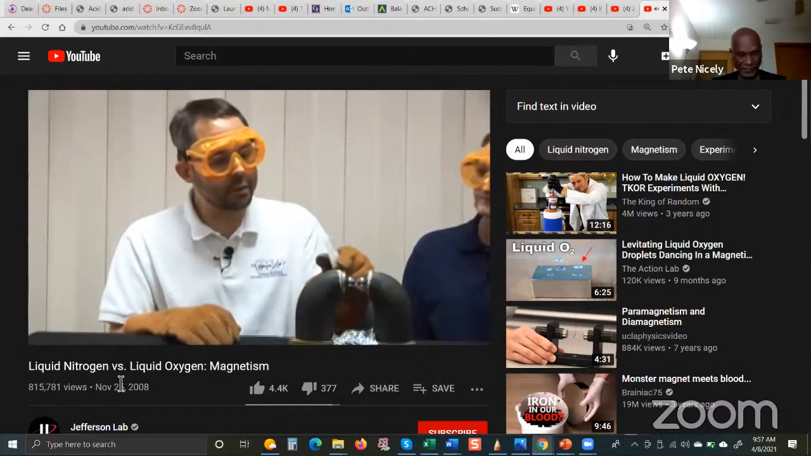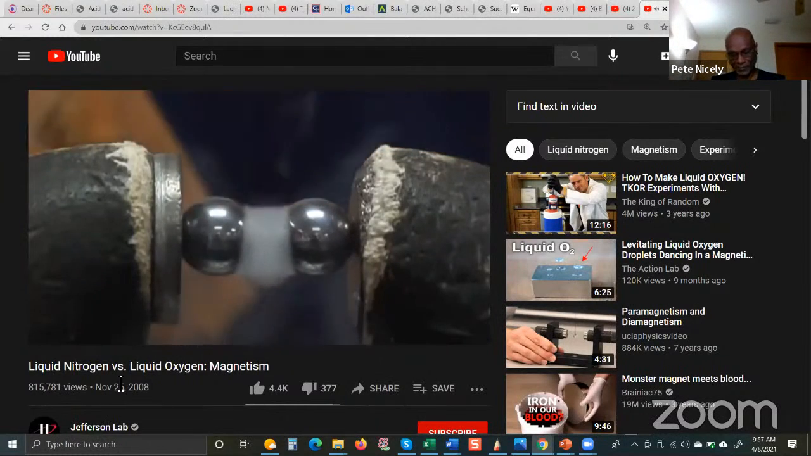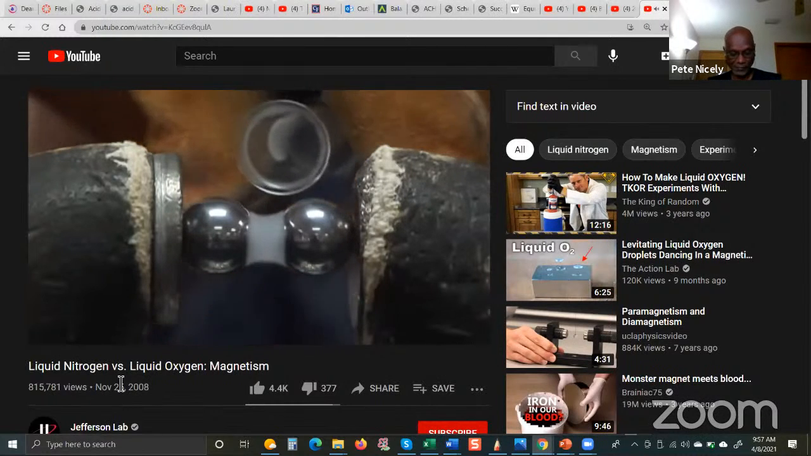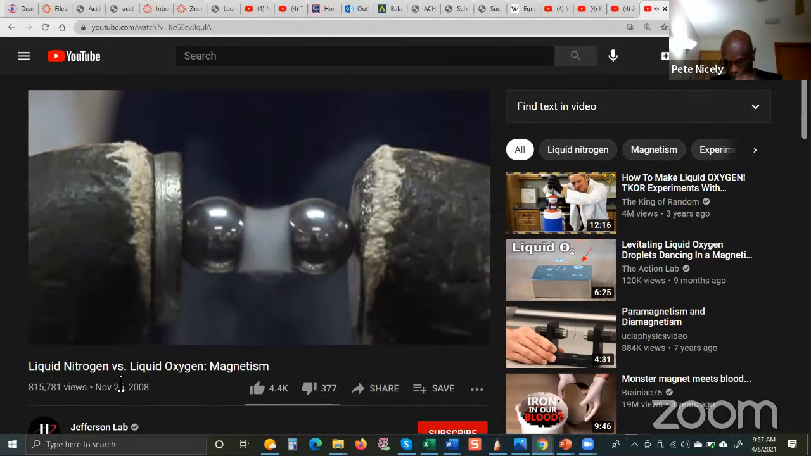So when I pour the liquid oxygen between the poles of the magnet, it sticks. And we can even make a little bridge out of liquid oxygen that'll stay there until the oxygen finally boils away.